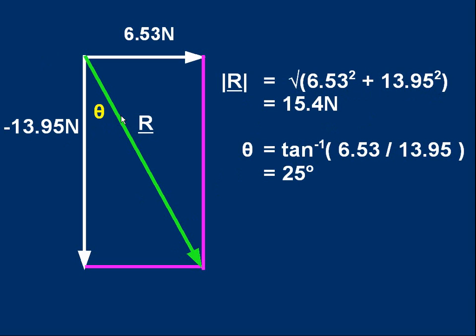And if we want the angle to the vertical, or I should say to the y-axis, this angle theta, it's tan minus 1, 6.53 over 13.95. Notice the tangent of the angle is that distance, the bottom distance over the side distance. So the inverse tangent is tan minus 1, 6.53 over 13.95. Ignore the minus sign, it doesn't affect the calculation of that angle. So we've added our three original vectors together, and this is the resultant and its magnitude and direction by using the components. A bit fiddly, but not too difficult.